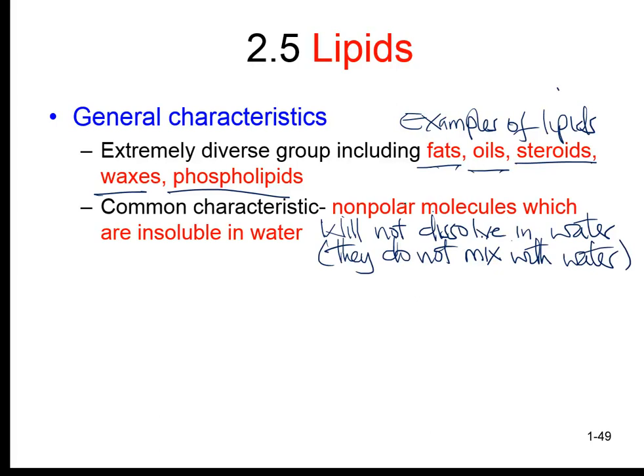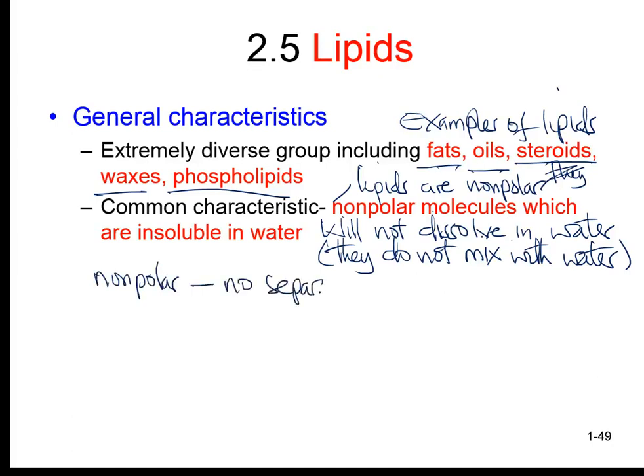Because the reason is lipids are non-polar. What does non-polar mean? Non-polar means they don't have separation of charges. So non-polar means no separation of charges. That's what it means.